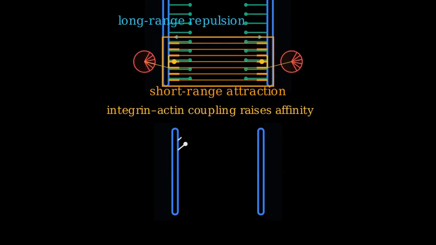Let's draw the contact and show the non-adhesive state first. Now we form the adhesion domain and exclude CD45 to allow activation.